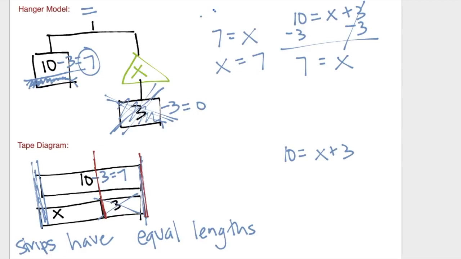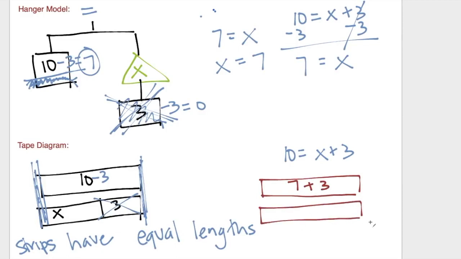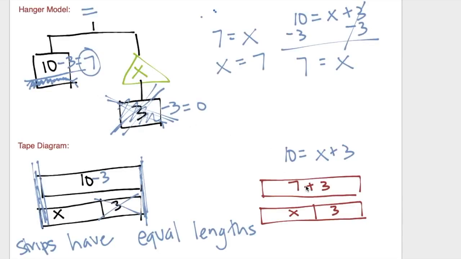The other way you can think about it is instead of that, you are now changing the top strip to 7 plus 3, and the bottom strip stays as x plus 3. So if you have 7 plus 3 now, if you want to get rid of the 3, there we go, we get rid of that.